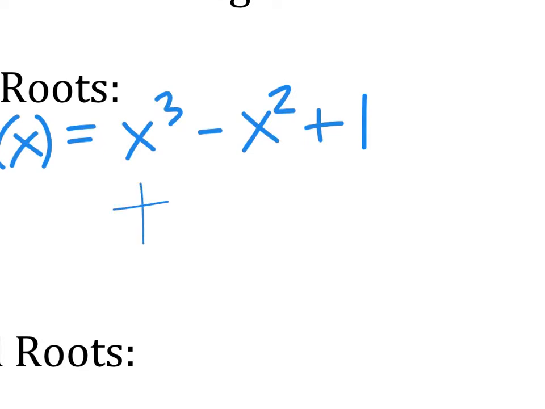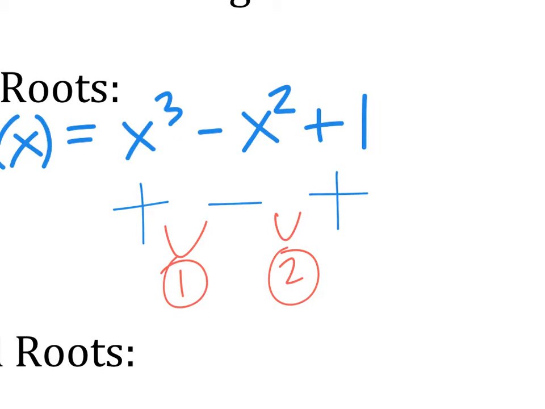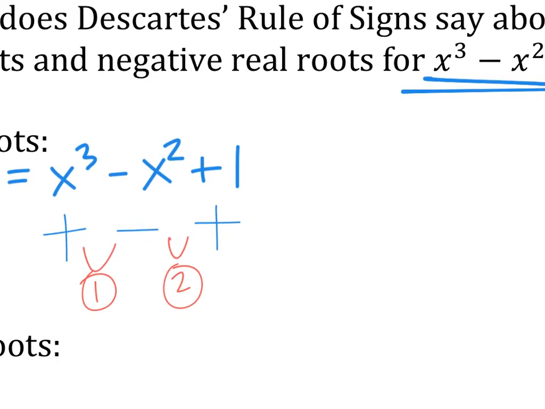Positive. What is the sign in front of negative x squared? Negative. And then what's the sign in front of 1? Positive. So how many times did the sign change? Twice. Once, 2 times. So he is saying the possible number of positive roots is 2, or less than that by even numbers. So basically subtract 2. 2 or 0. So there might be 2 positive or no positive.